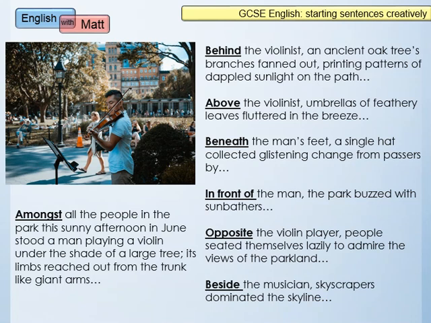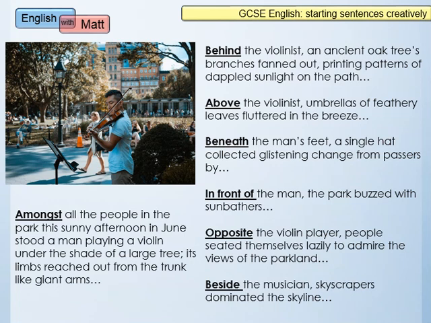Behind the violinist, an ancient oak tree's branches fanned out, printing patterns of dappled sunlight on the path. Above the violinist, umbrellas of feathery leaves fluttered in the breeze. Beneath the man's feet, a single hat collected glistening change from passers-by. In front of the man, the park buzzed with sunbathers. Opposite the violin player, people seated themselves lazily to admire the views of the parkland. Beside the musician, skyscrapers dominated the skyline.